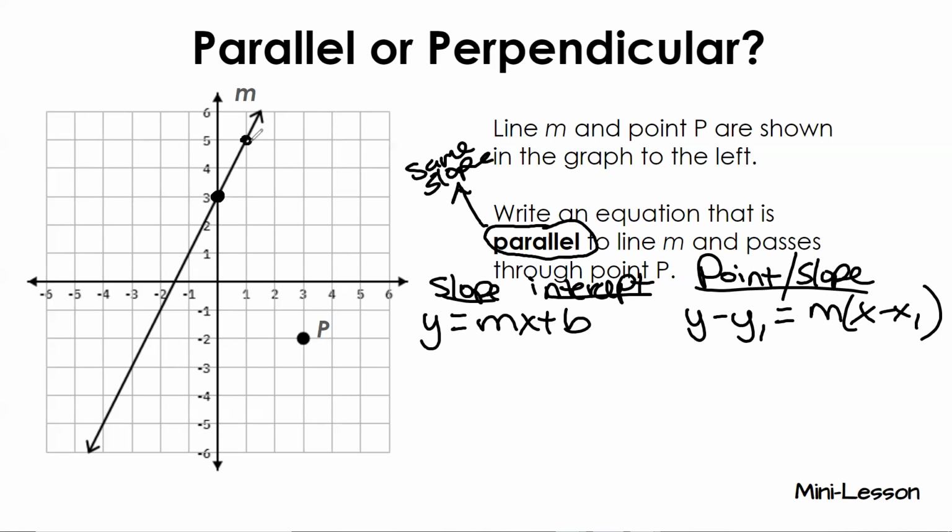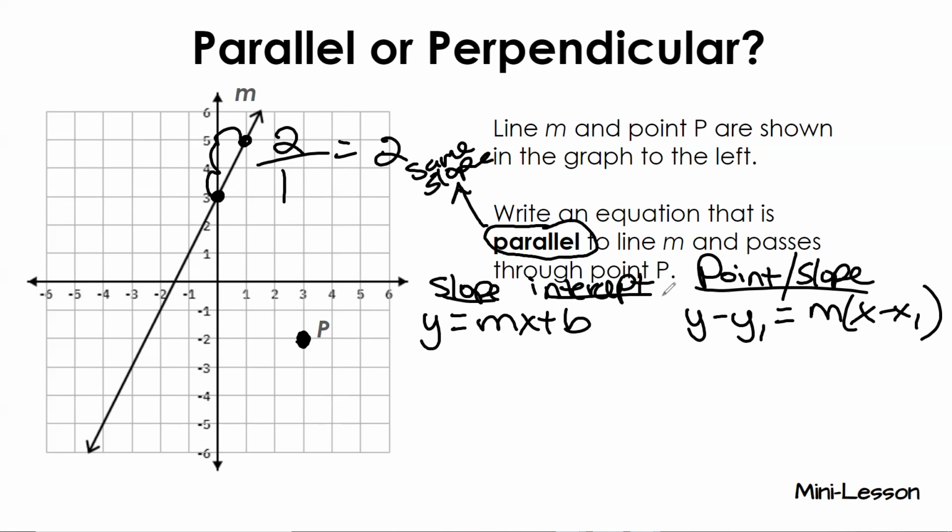How do we find this slope? Remember, we read left to right. So we're going to go up 2 and over 1, right? That has a slope of 2. Rise over run. And then we're going to use this point down here. So we have a point and we have our slope. Which equation are we going to use? Not slope intercept. We have a point and we have slope. Which one are we going to use?